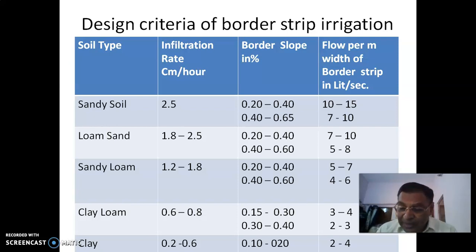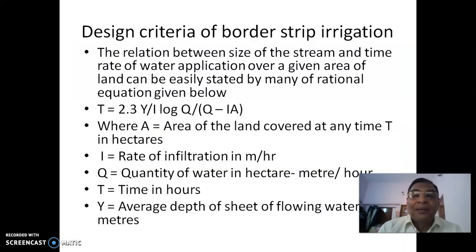Then we will take the time required, how much time it requires. For example, given the discharge and given the area, what is the time required. There is a small derivation, which of course I am not showing due to paucity of time. It's a simple derivation. The relation between size of the stream and time rate of water application over a given area of land can be easily stated by rational equations given below.